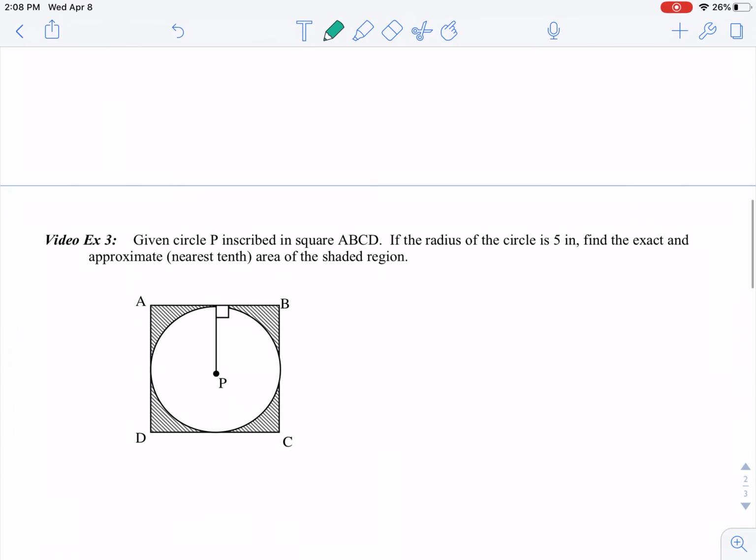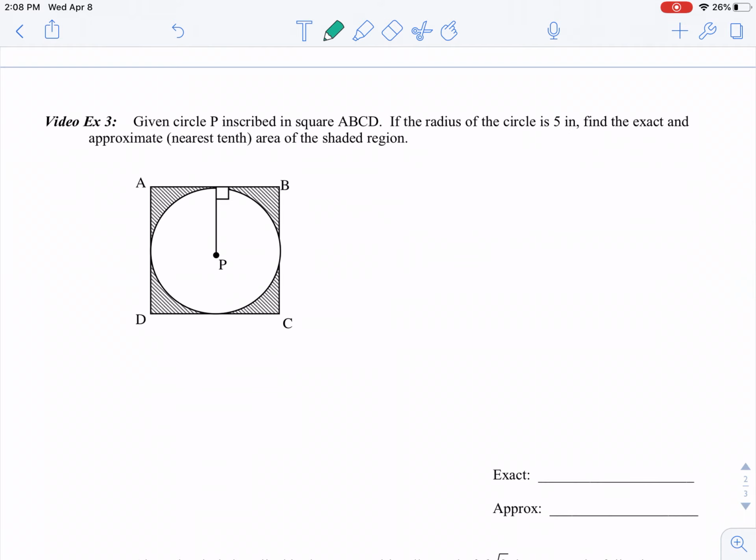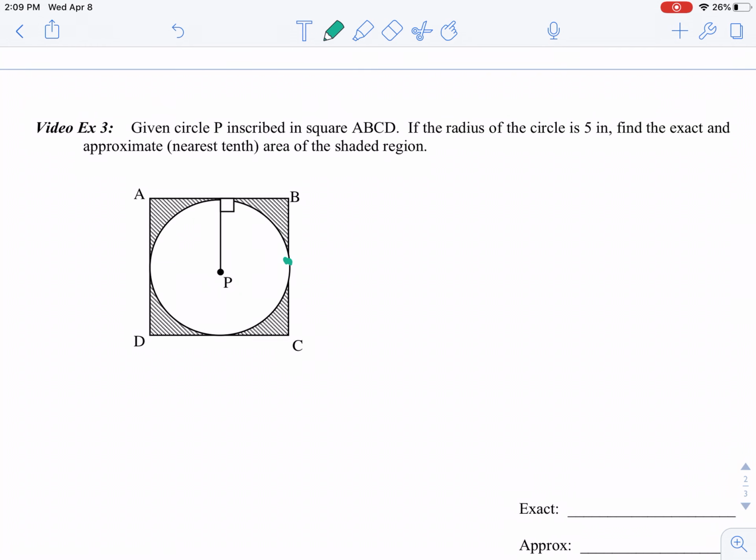All right, now we're going to look at example 3. So given a circle is inscribed, which means that at all of these points it is touching right here. And it's inscribed inside of square ABCD. So we do know this is a square. It says that the radius is 5 inches. So I'm going to draw in that radius right here and label it 5.